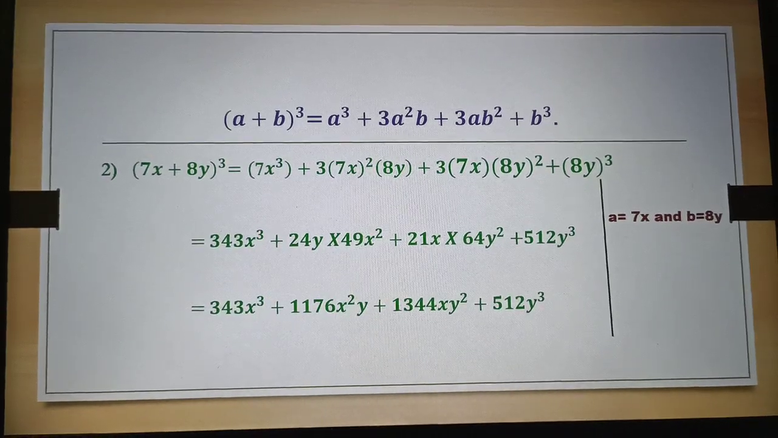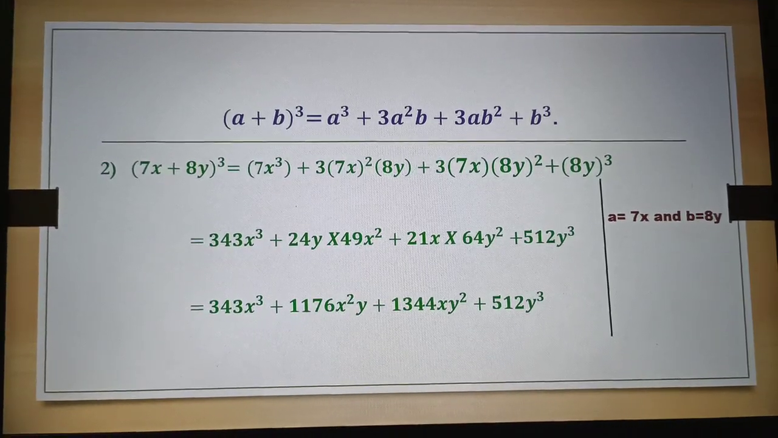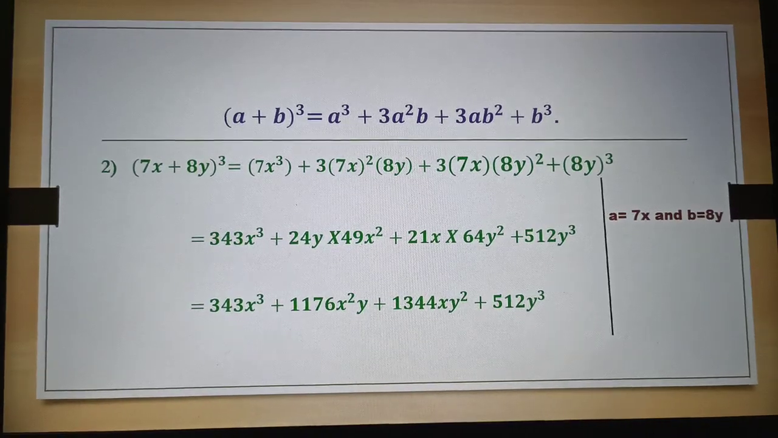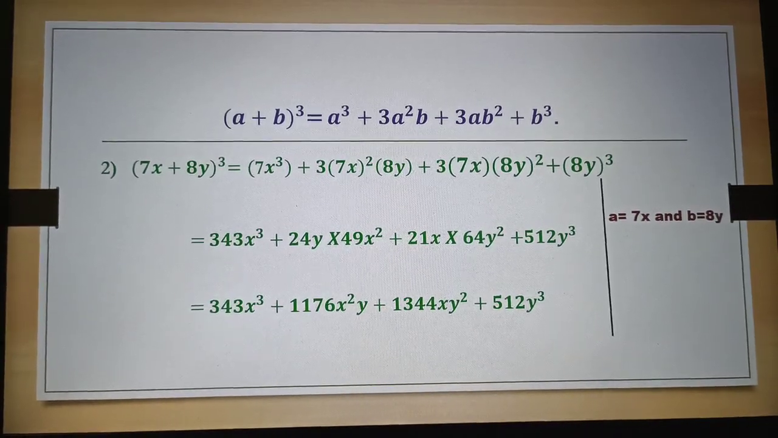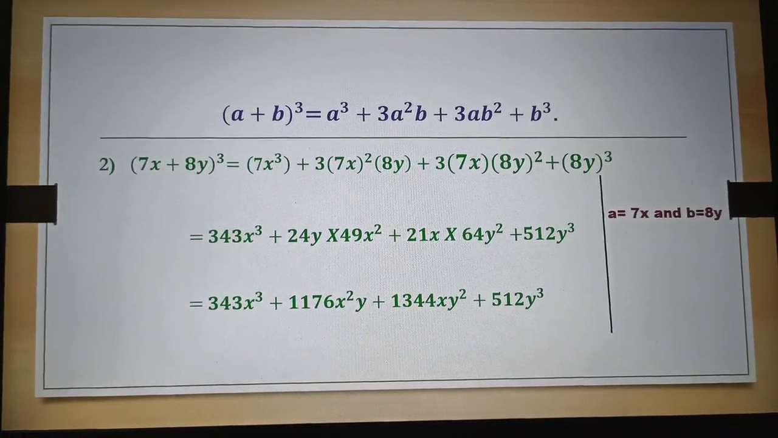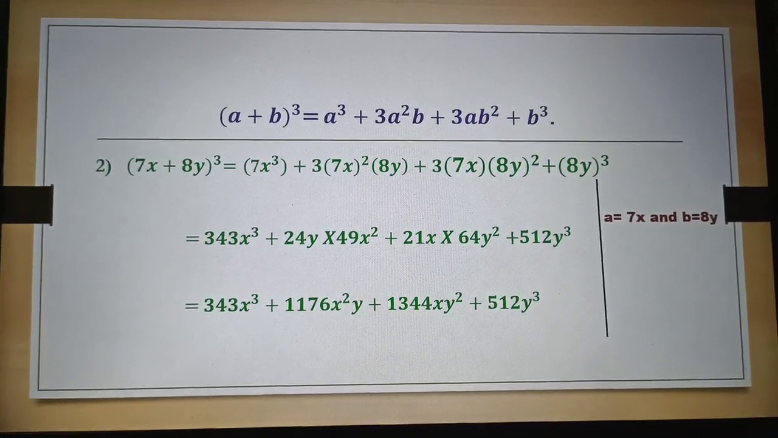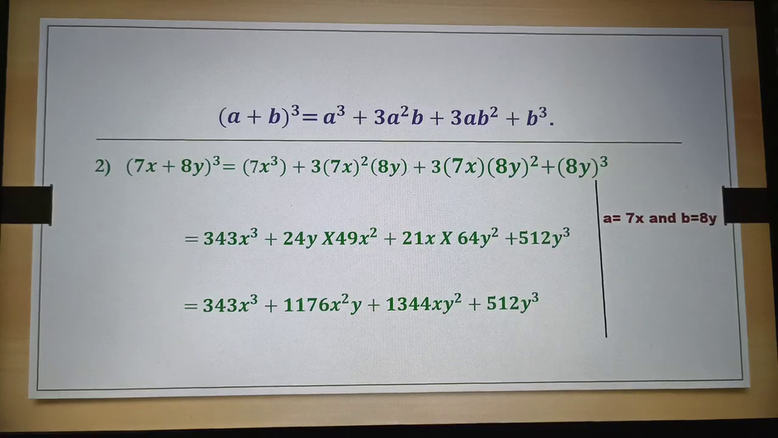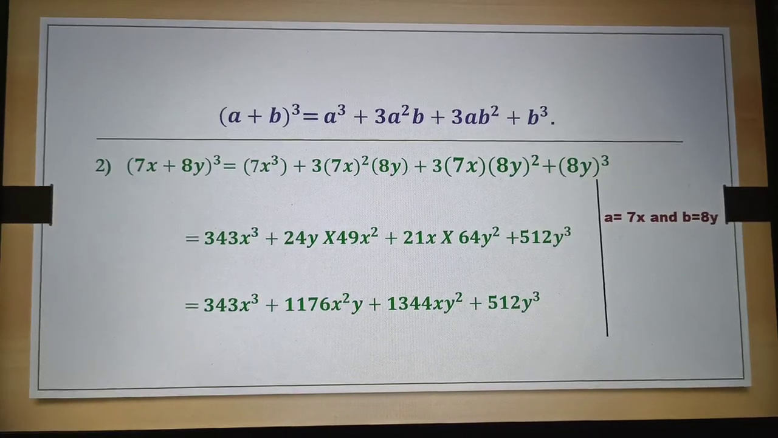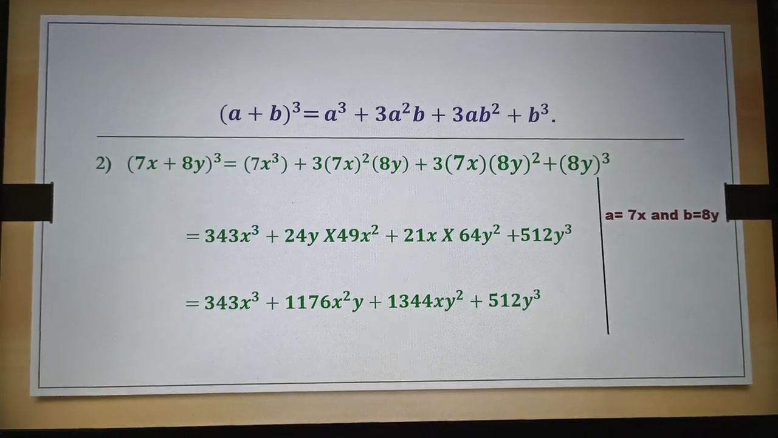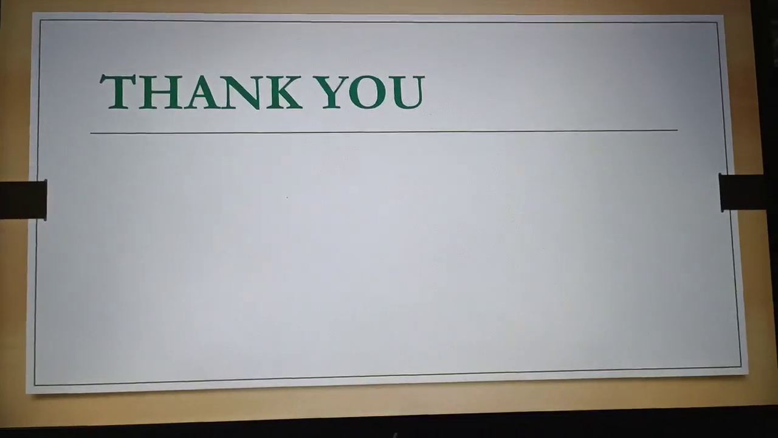Then the next step is 343x cube plus, multiply all the numbers, 24 into 49. So the answer is 1176x square y. Then the next one is multiply the numbers 21 into 64. We got the answer 1344xy square. Then the last is 512y cube.